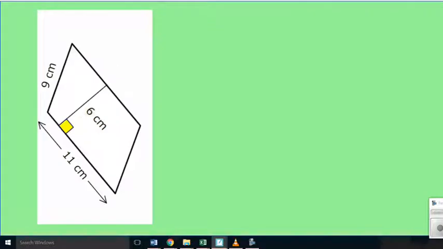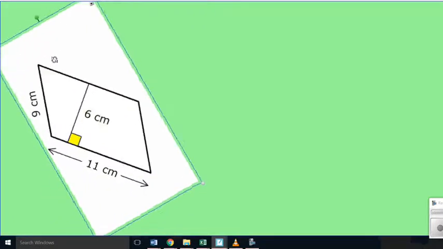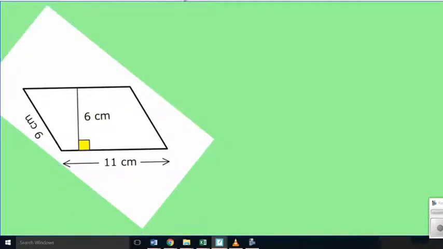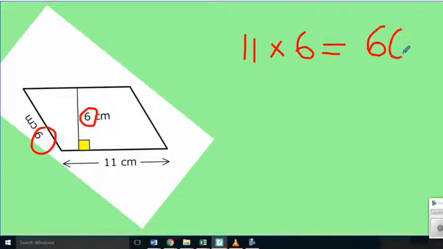So you might get something like this, okay? Don't let the slant put you off. You might have to tilt your head. Imagine it's the correct way up. So if we're looking at it the correct way up, we have got base, which is 11, times by, now you've got two numbers to choose from. You've got 9 or you've got 6. But we know the rule is the vertical height. So we times it by 6. So my area is 66 centimeters squared.